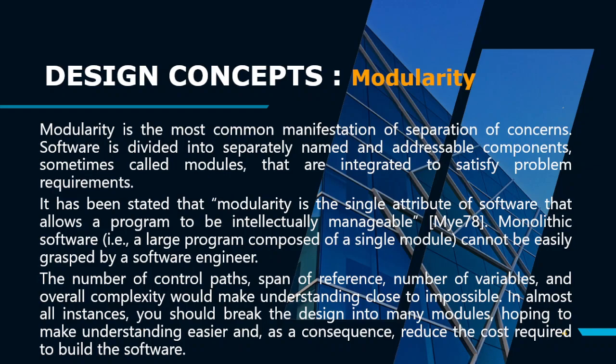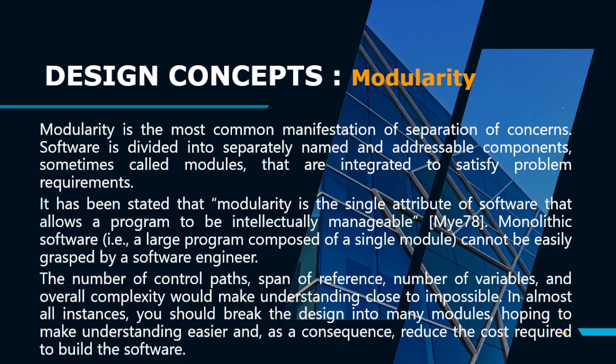Software might be divided into different addressable components, sometimes called modules, which are integrated to satisfy problem requirements. Modularity is the single attribute of software that allows a program to be intellectually manageable. Monolithic software, a large program composed of a single module, can't be easily grasped by a software engineer. That is very difficult, right?